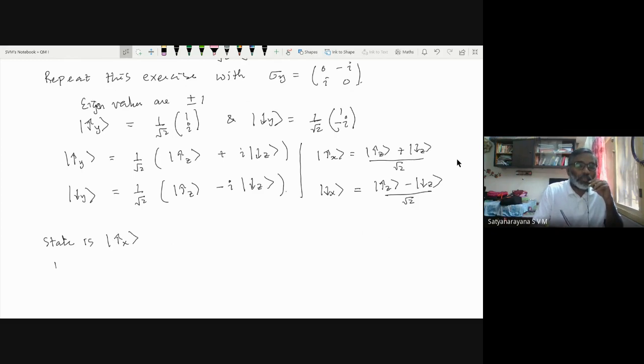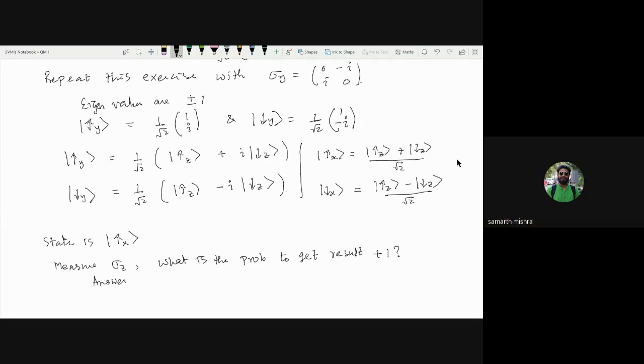Now I ask, measure sigma z, which is s z essentially. Measure sigma z. Then what is the probability to get a result plus 1? Suppose I ask this question, what will be your answer? Measure sigma z. What is the probability to get result plus 1? 1 by 2. Yes, the answer is 1 by 2.